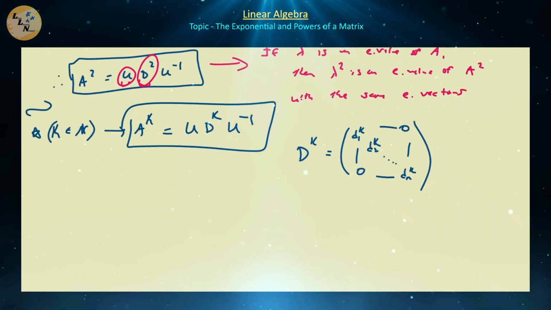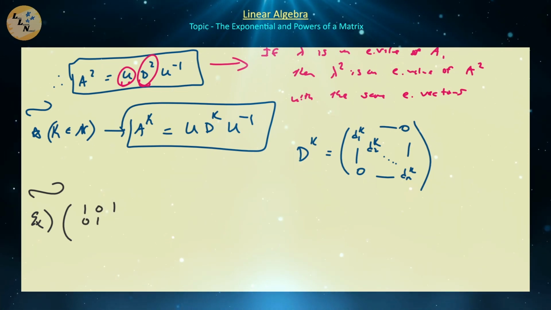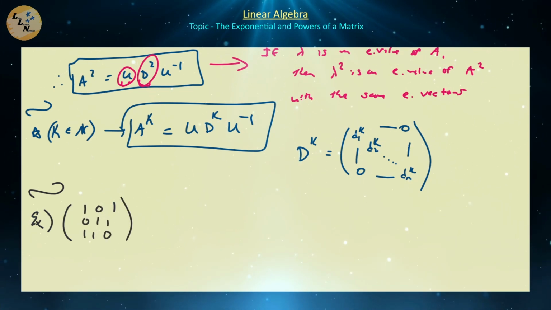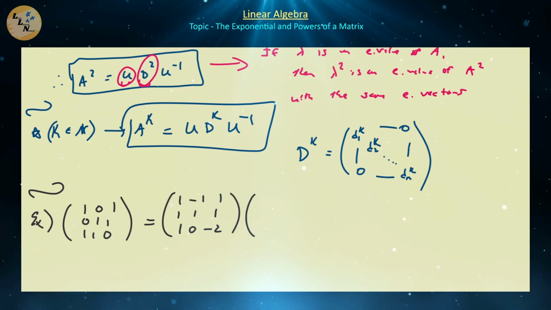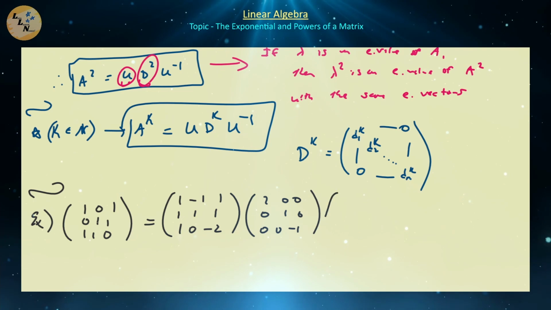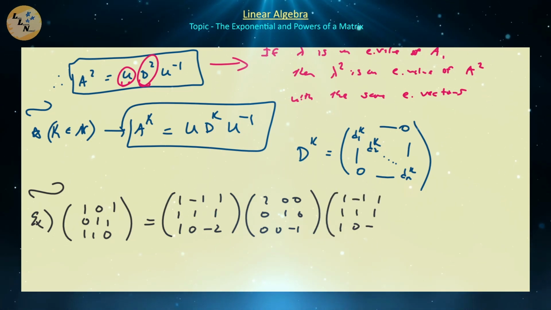So let's look at a 3x3 matrix just to see if we can do some fun math. Recall the matrix 1, 0, 1, 0, 1, 1, and 1, 1, 0. We actually found the eigenvalue decomposition of this before. It was equal to the matrix with columns (1, -1, 1), (1, 1, 1), (1, 0, -2), times the diagonal matrix of eigenvalues, times the inverse of that matrix, which we could find if we really wanted to.